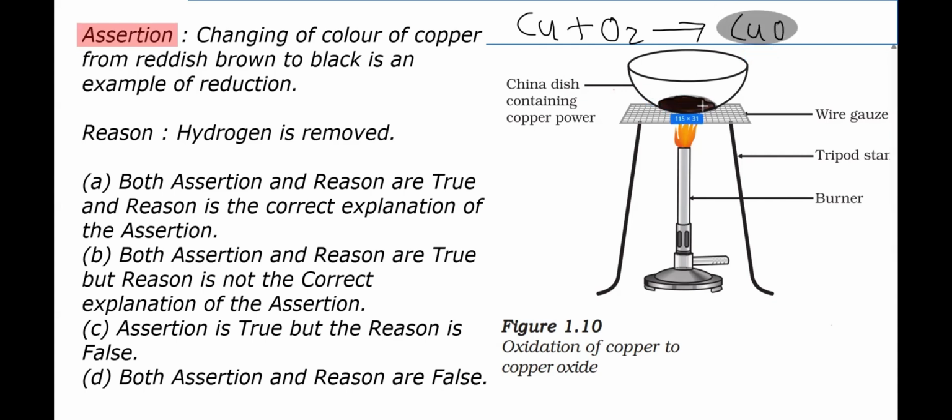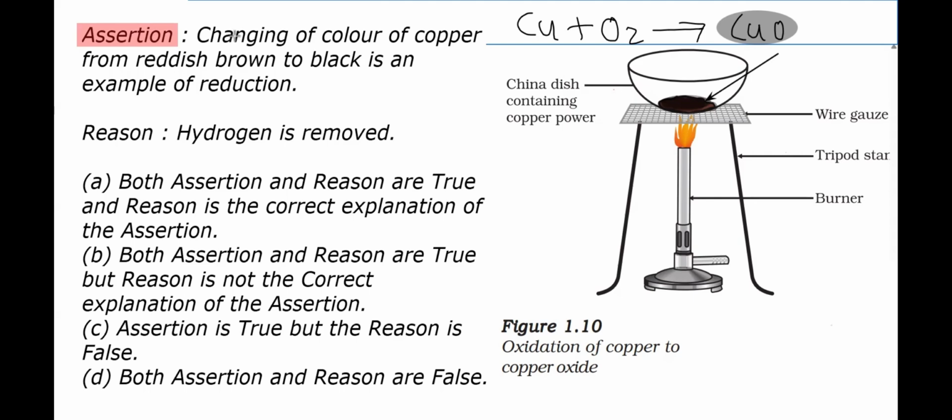This layer of copper oxide makes it look black. Now, one can easily identify that this is a reaction in which oxygen is added, and it's a part of oxidation. Although the whole reaction is redox, over here copper is getting oxidized to form copper oxide, and that's why a black layer is formed over it.